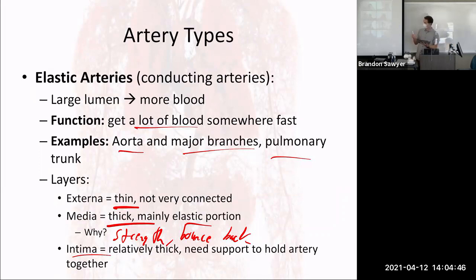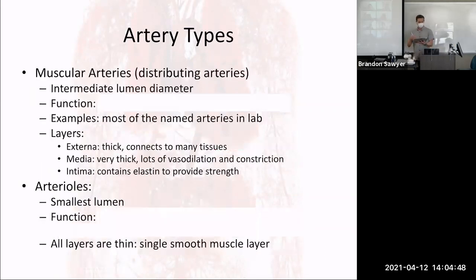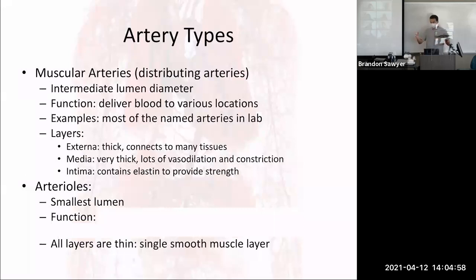Okay, so those are the elastic arteries. We've also got muscular arteries, also known as distributing arteries. These are the intermediate ones, medium in size. Their job, just like it sounds, is to distribute blood to different regions of the body. These are most of the named ones that you had to study and are studying this week.